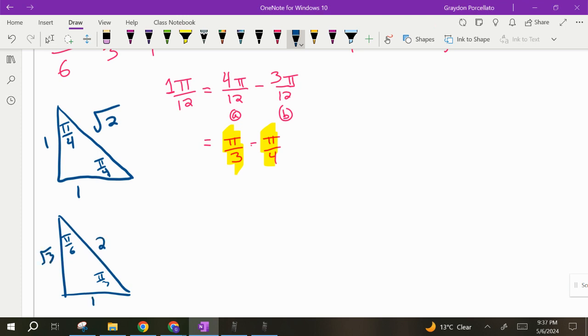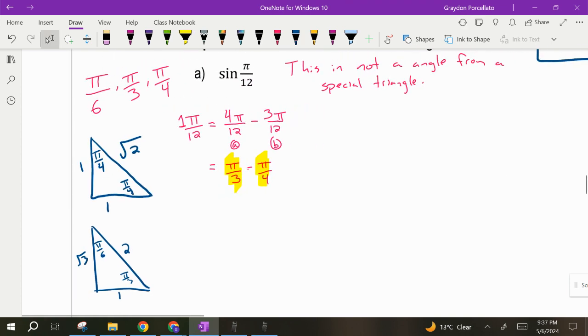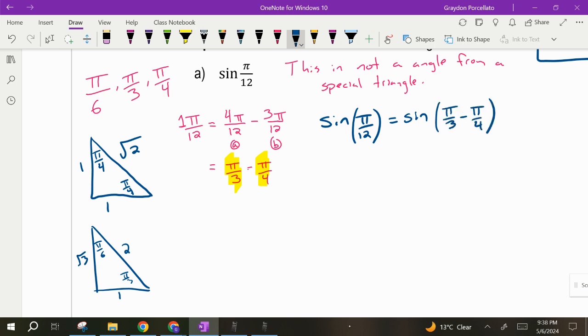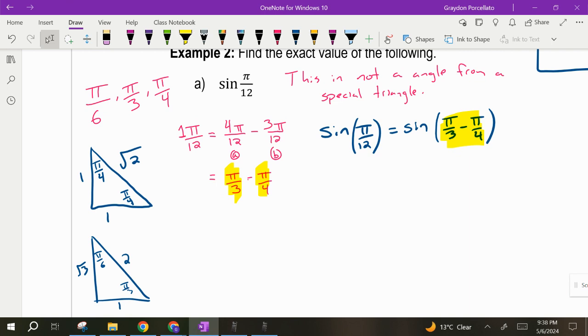So watch how this works. The sine of pi over 12 is equal to the sine of pi over 3 minus pi over 4. What I've done is create a compound angle, adding or subtracting two angles. Now, we have some formulas for those, so let's go up and look at sine when we're subtracting.